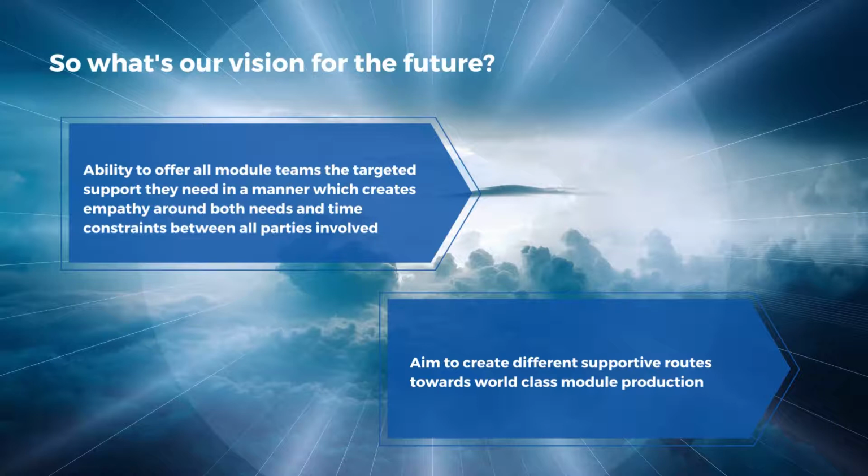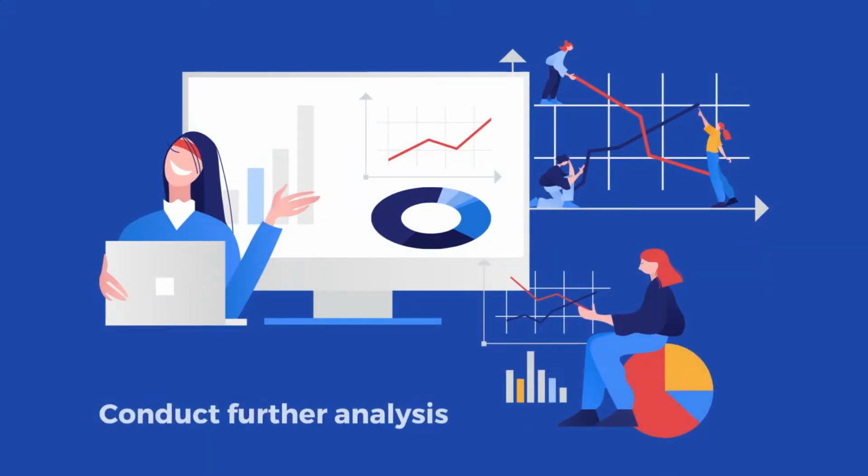We envisage being able to offer all module teams the targeted support that they need in a manner which creates empathy around both needs and time constraints between all parties involved. Our aim is to create different supportive routes towards world-class module production. One route for further research at the OU on this topic would be to analyse the impact of asynchronous working across the different faculties in order to develop the best possible design support during module production.